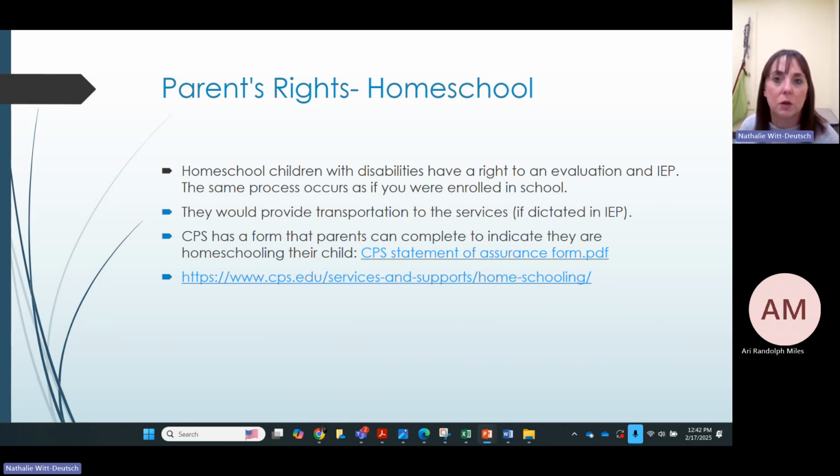In the state of Illinois, students must be registered and attending a school the year that they turn 6. So if your child turns 6 by September 1st, they should be enrolled in a school to receive services. If they turn 6 after that, say that they turn 6 on November 1st, they don't need to be. But anybody that is 6 before or on September 1st needs to be enrolled according to the state law.